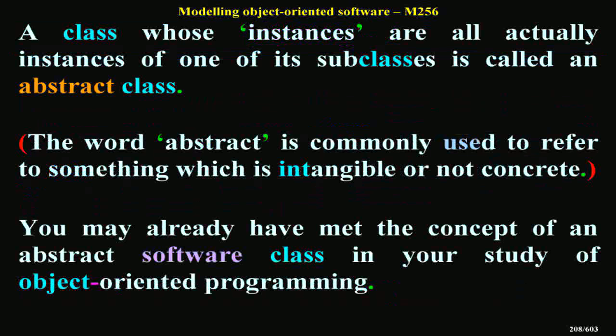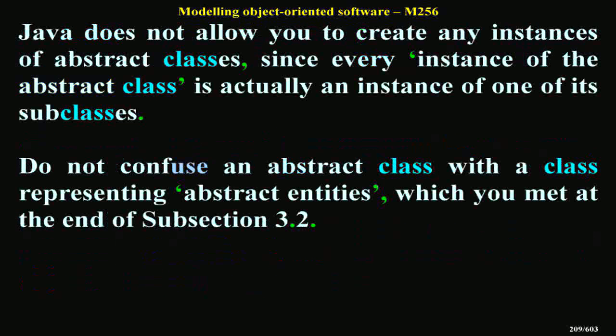The word abstract is commonly used to refer to something which is intangible or not concrete. You may already have met the concept of an abstract software class in your study of object-oriented programming. Java does not allow you to create any instances of abstract classes, since every instance of the abstract class is actually an instance of one of its subclasses.